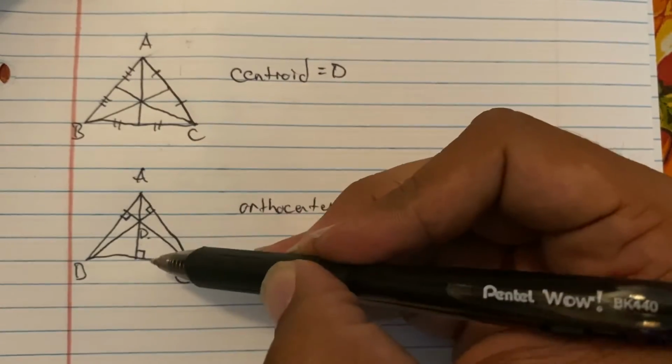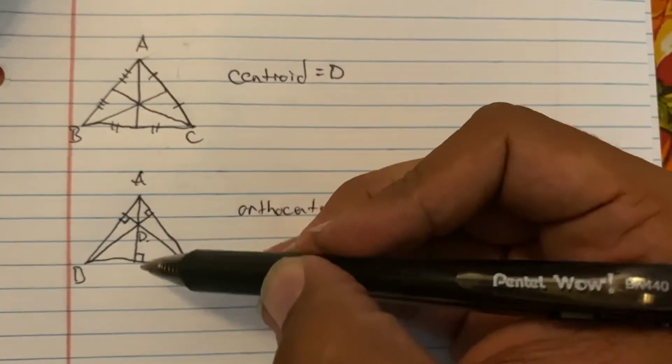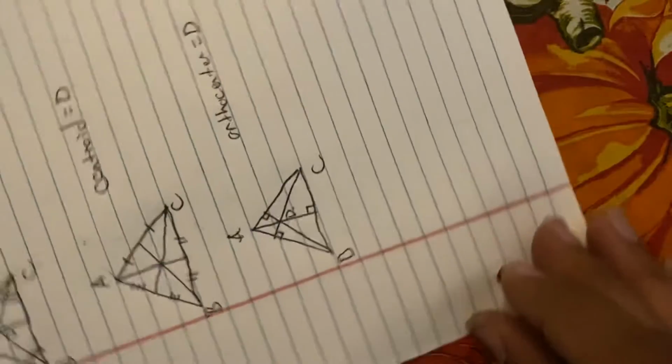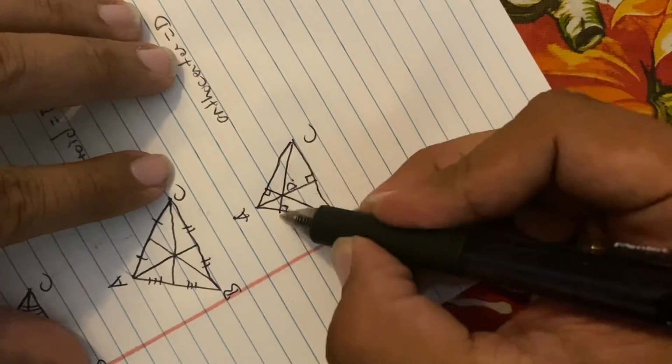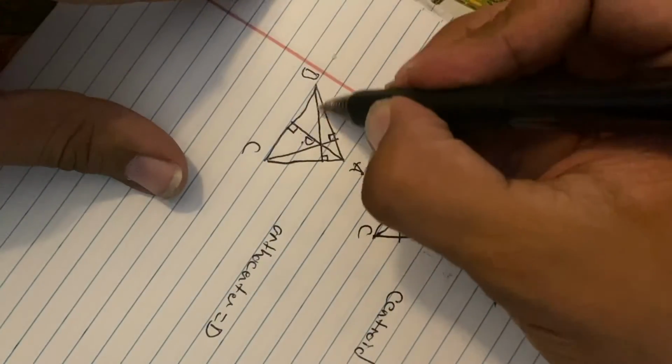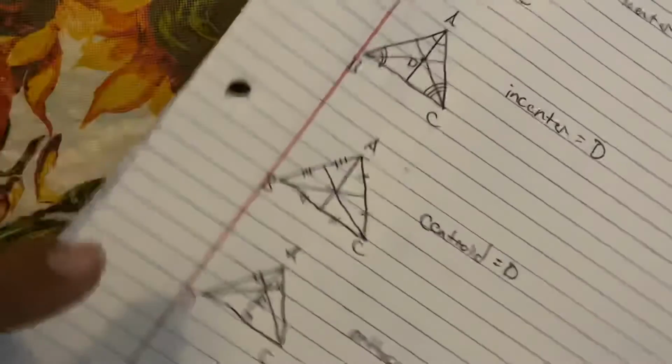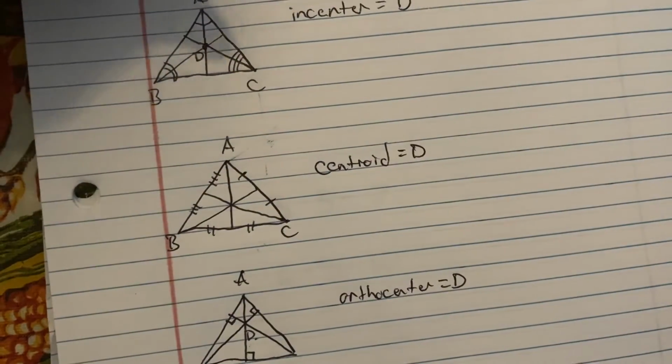You see how it doesn't cut the side in half? It just goes straight down. Then you would turn the triangle and do it again. Go straight down. And then you would turn the triangle and go straight down. And where they meet will tell you if this is an acute triangle, a right triangle, or an obtuse triangle.